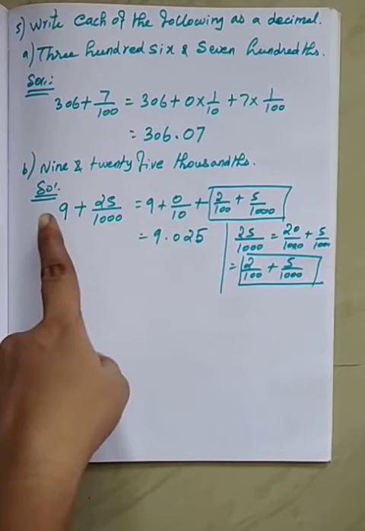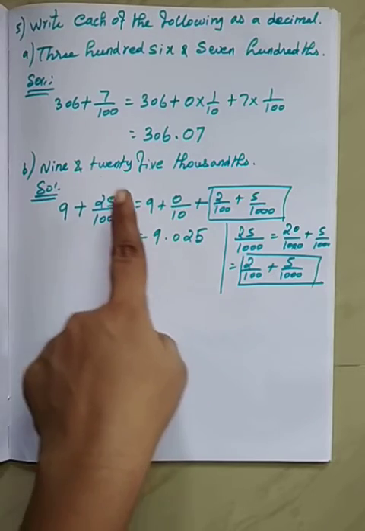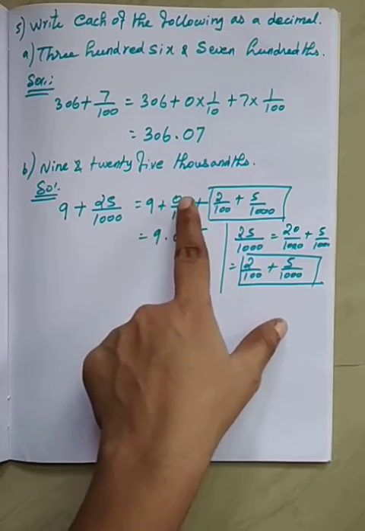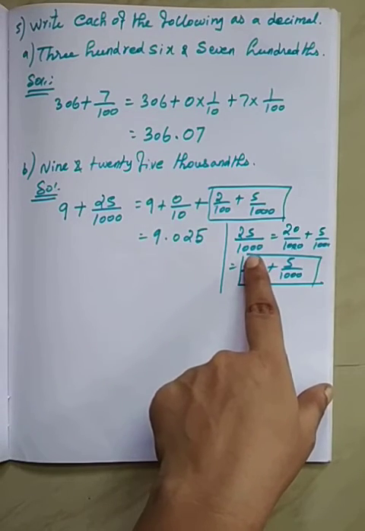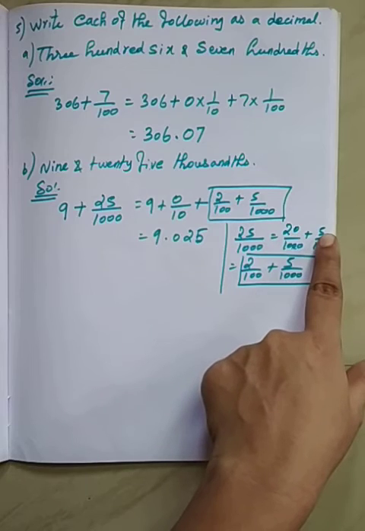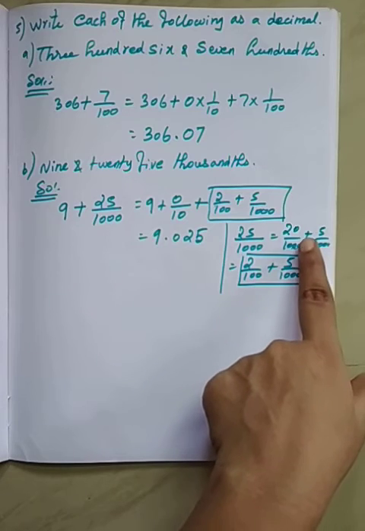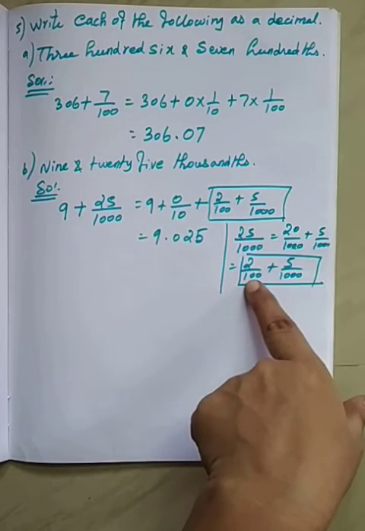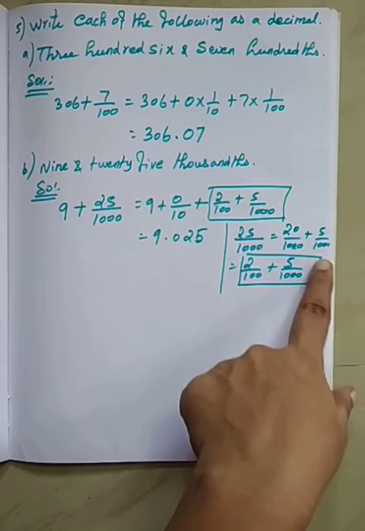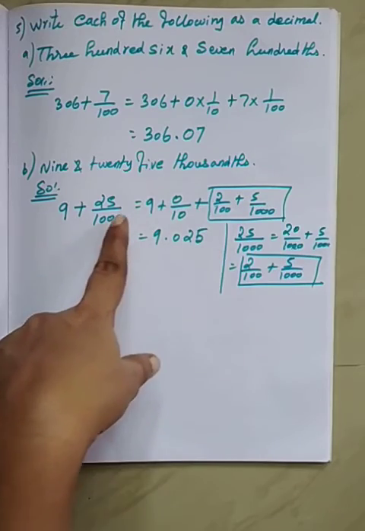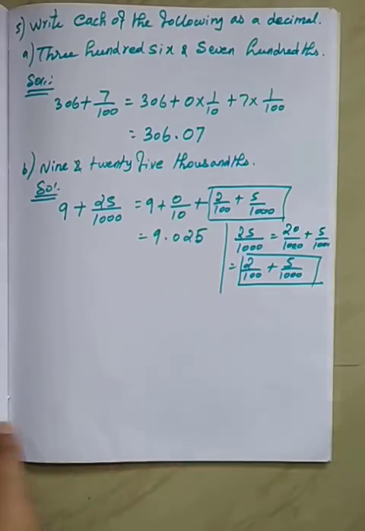Okay, see here, 9 plus 25 by 1000 means you can write 9 is only the whole number, plus the tenths place is not here, so you can put 0 by 10, plus here 25 by 1000. In this 25 by 1000 you have to split 20 plus 5 in the numerator, and then write 20 by 1000 plus 5 by 1000. Now simplifying, you will get 2 by 100 plus 5 by 1000. So 25 by 1000 can be written in this term. Now you can write 9.025. Clear everybody?